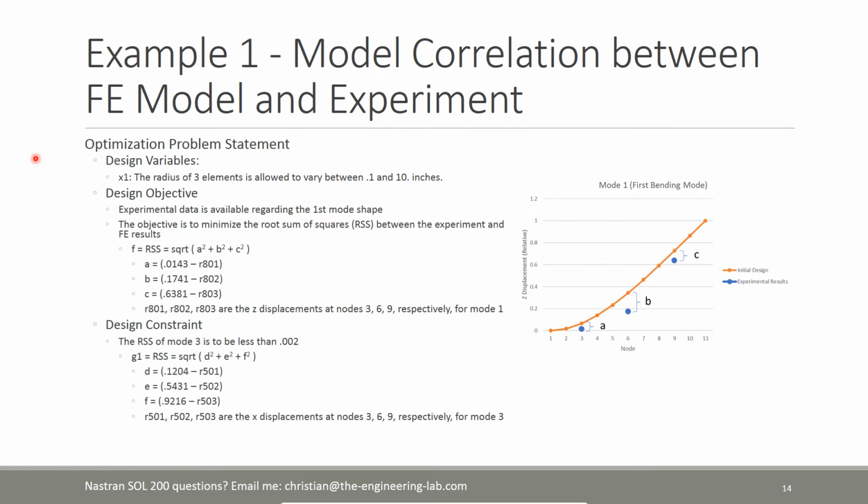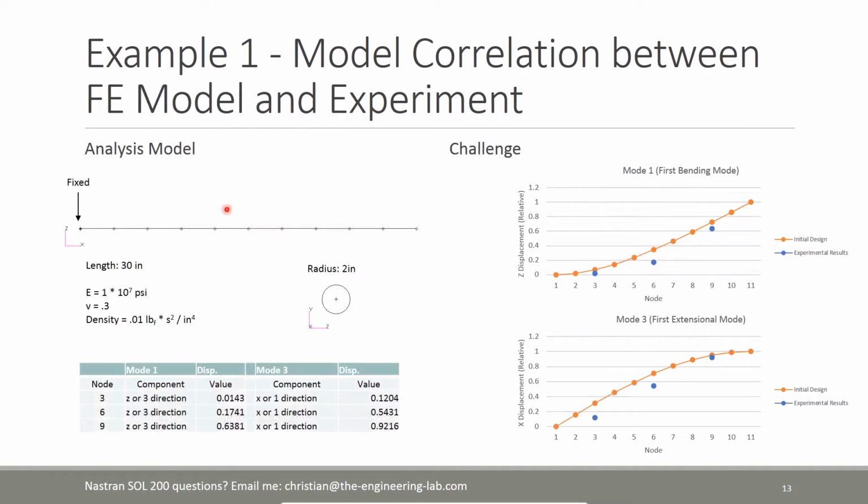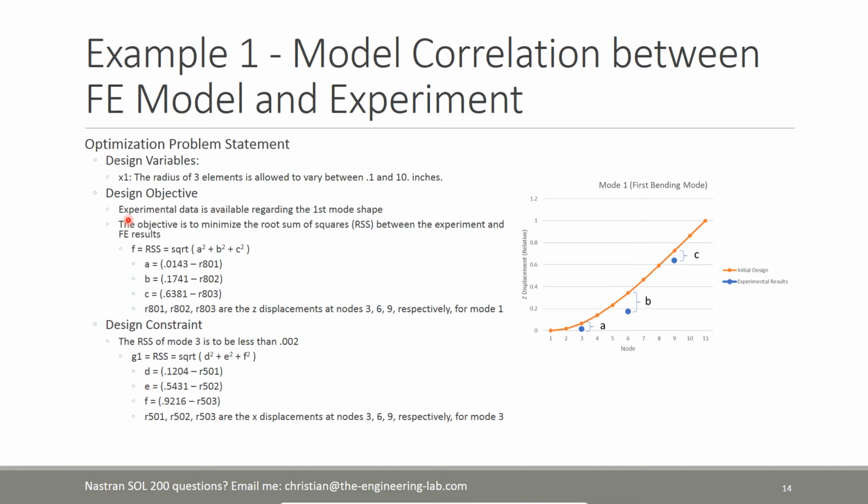And bear with me while I go ahead and resolve that. So again, the design variables are the parameters that are allowed to vary in your model. In this example, the one parameter we are allowing to vary is the parameter related to the radius of the cross-section. For design objective, we want to minimize the difference between the mode shape and the experimental results. And this is how we are going to do that. We are going to take the root sum of squares of the differences.